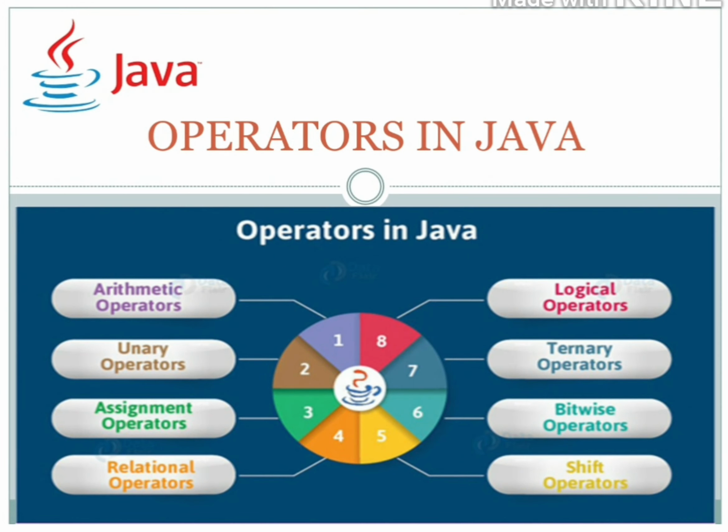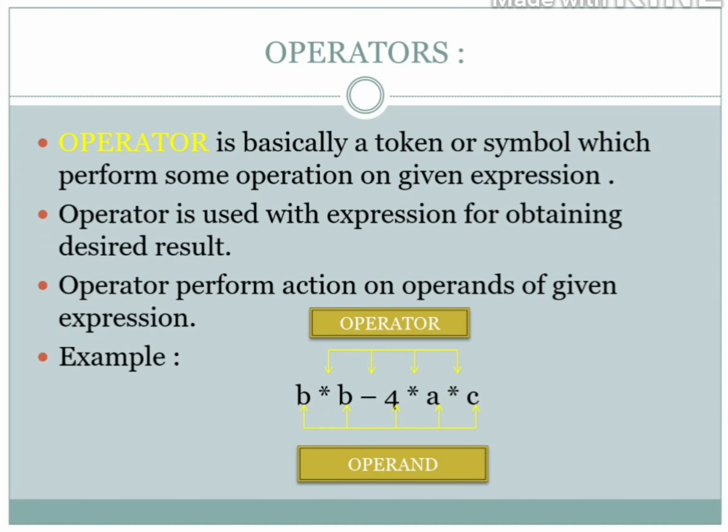Hello everyone, now I am here with my next video on operators in Java. Basically, we have already talked about operators in the topic of expressions. An expression is a combination of operators and operands, and we are applying operators on operands. If we have to provide a definition of an operator, then we can say that it is a token or a symbol used to perform some operation on an expression.